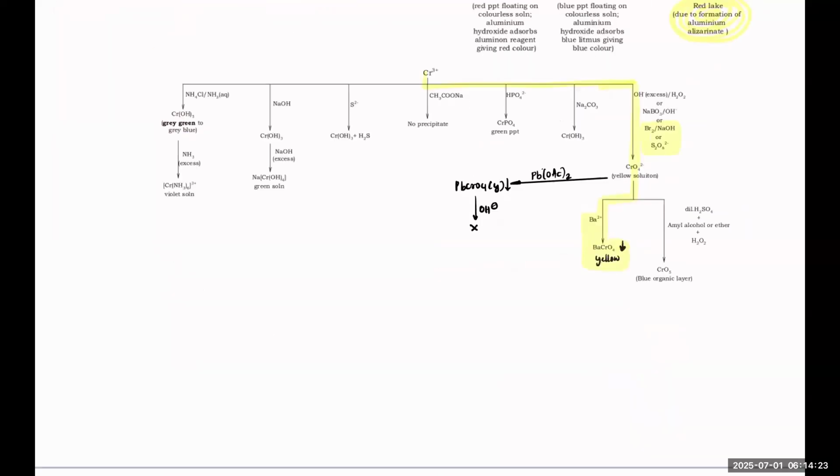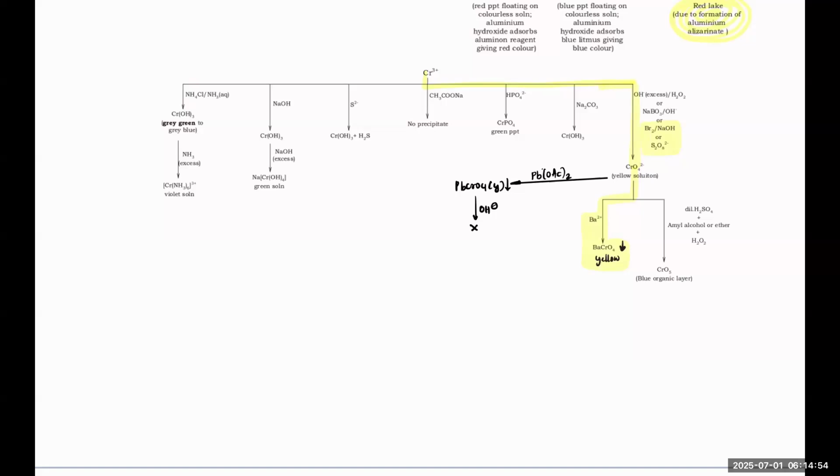Chromium plus 3. See, chromium plus 3, if you react with ammonia, first you will get Cr(OH)3, which is a gray-green color solution. And then with excess amount of ammonia, it will become a complex. Got it? On the other hand, if you react with any mild oxidizing agent like peroxide, bromine NaOH, S2O8 2 minus, these are mild oxidizing agents.